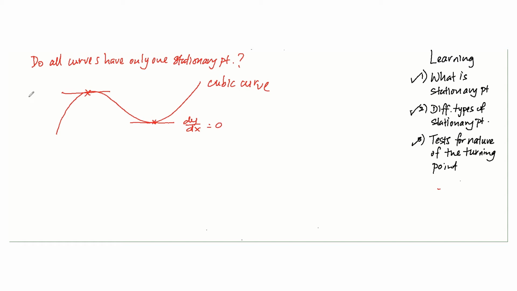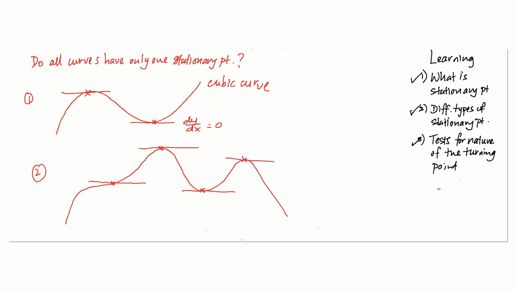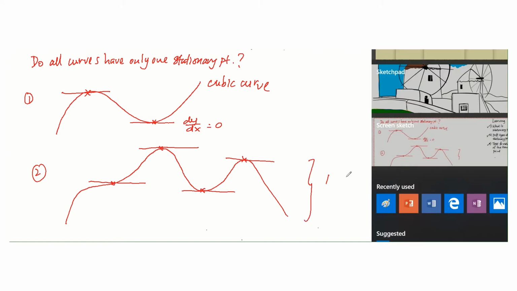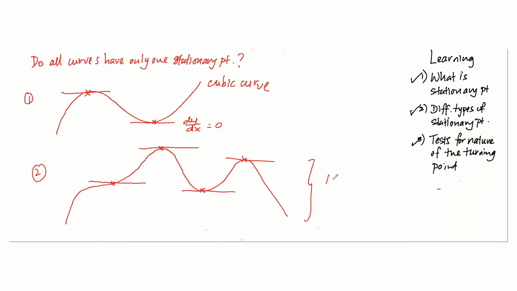Likewise, if you go on to a higher level, next time in JC, you may even come across a curve like this, where you have a point of inflection, a maximum point, a minimum point, and a maximum point again. So you realize over here we have 4 stationary points. So do all curves have only one stationary point? Of course, our answer here is no.